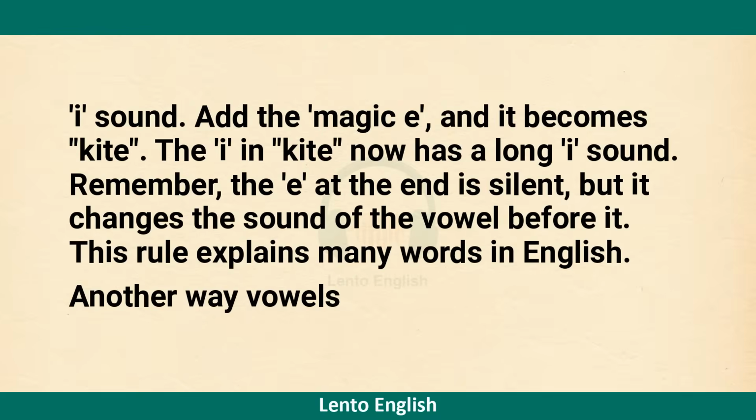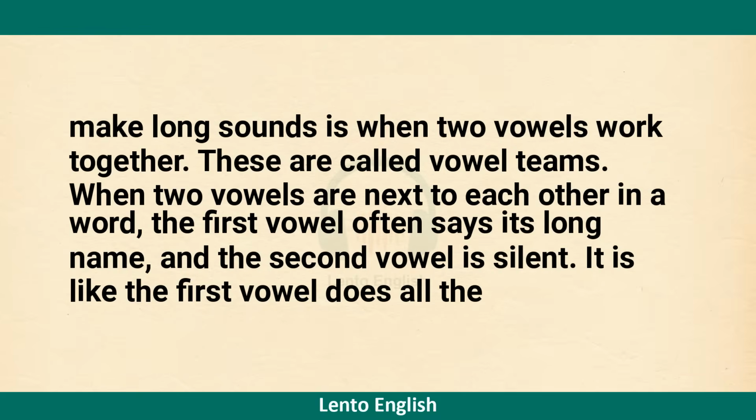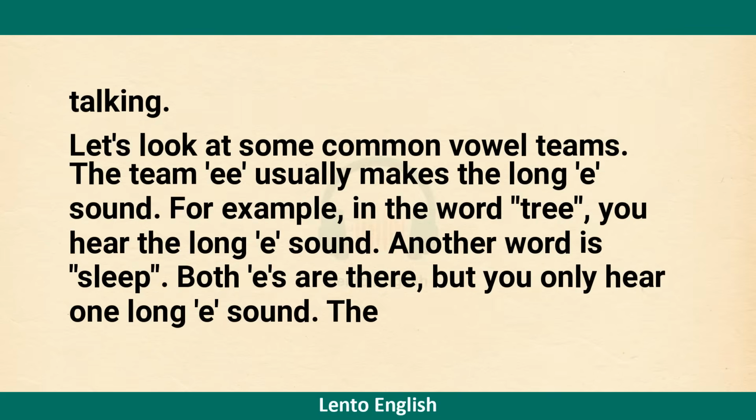Another way vowels make long sounds is when two vowels work together. These are called vowel teams. When two vowels are next to each other in a word, the first vowel often says its long name and the second vowel is silent. It is like the first vowel does all the talking. Let's look at some common vowel teams. The team EE usually makes the long E sound. For example, in the word tree, you hear the long E sound. Another word is sleep. Both E's are there, but you only hear one long E sound.